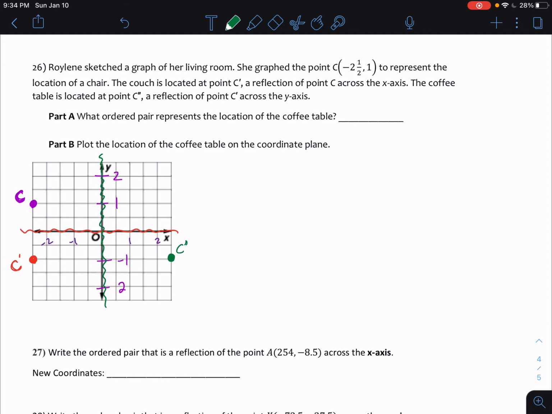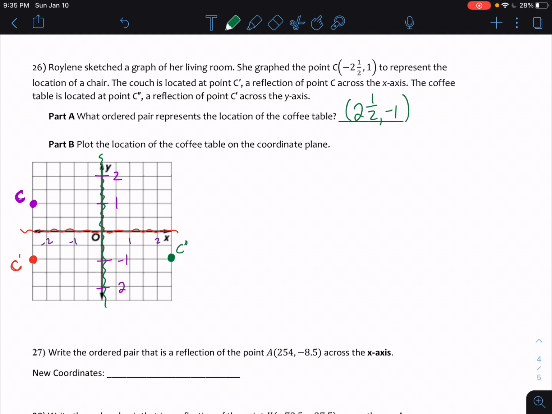And it says what ordered pair represents the location of the coffee table. That's going to be 2.5, -1. That's C double prime. And it says plot the location of the coffee table on the coordinate plane. Well, I used the coordinate plane to find the location of the coffee table.